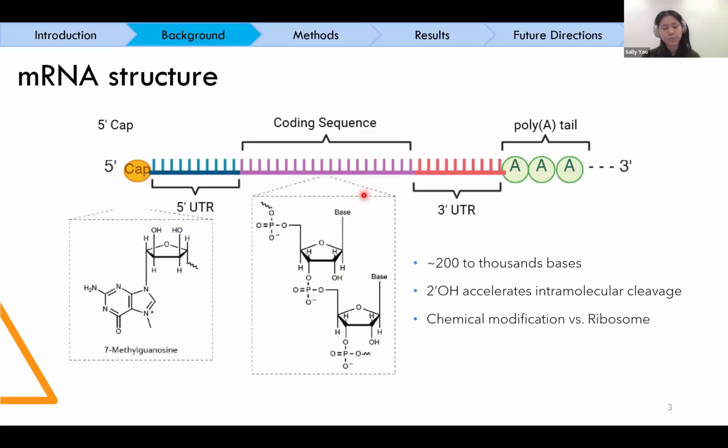And why is it very hard to protect mRNA? First of all, mRNA consists of 100 to 2,000 nucleotide bases. The second reason is that, from its innate structure, the 2' hydroxyl group can accelerate intramolecular cleavage. So at any point of the 1,000 bases, any degradation will lead to inefficient and insufficient translation.